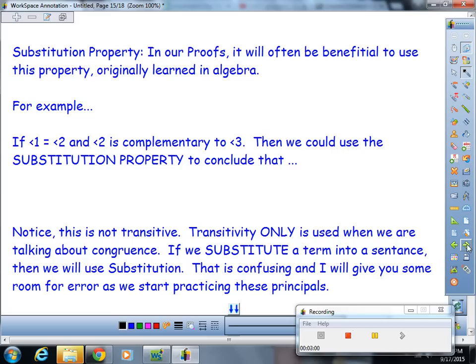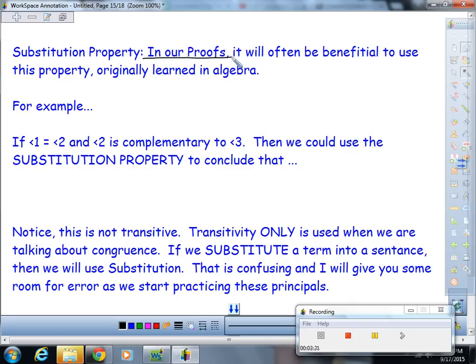All right, now the substitution theorem, a lot of times people get it confused with transitive. Sometimes we can use either one. So the substitution property is used in our proofs, and it will often be beneficial to use so that we can substitute things into sentences. So I'll just read this.